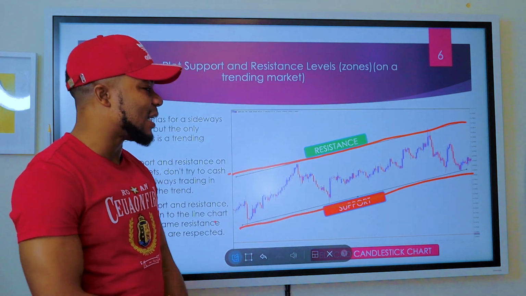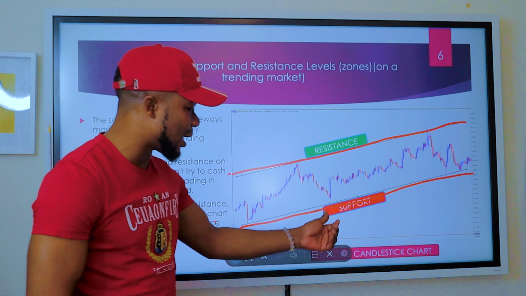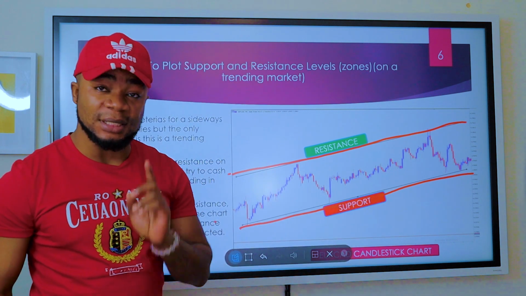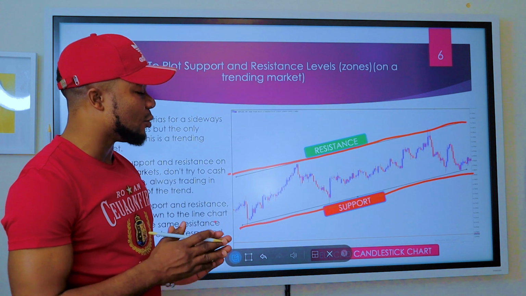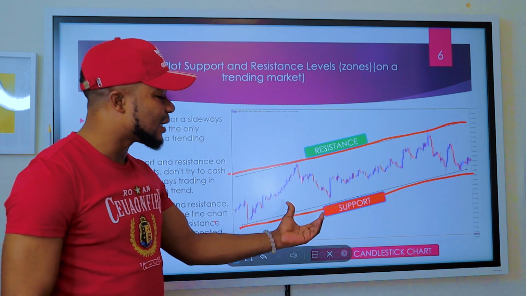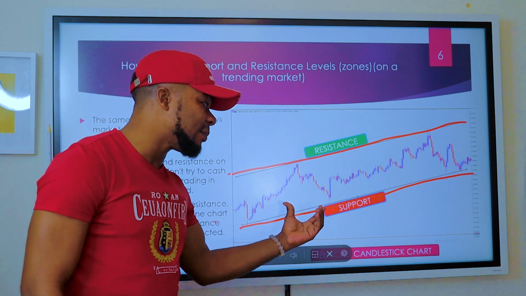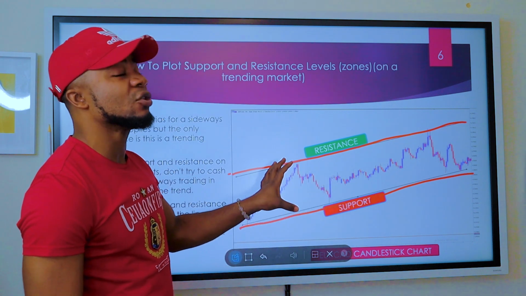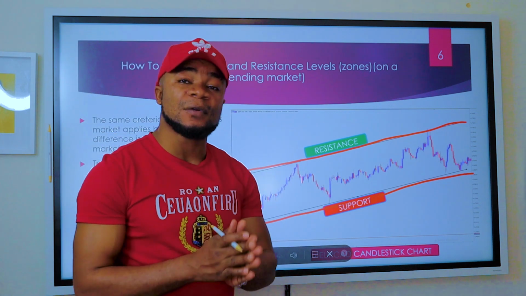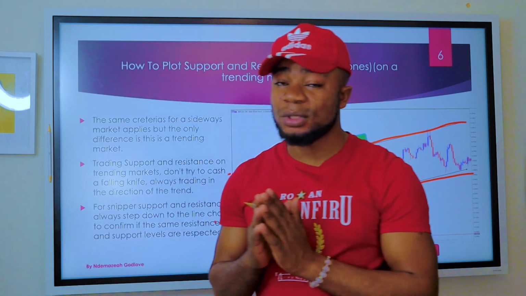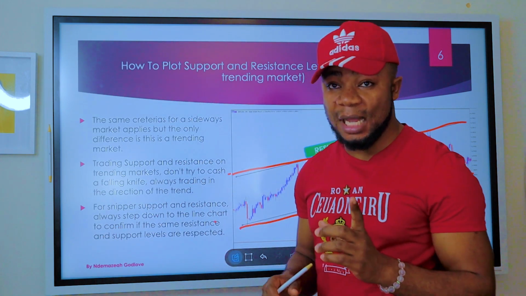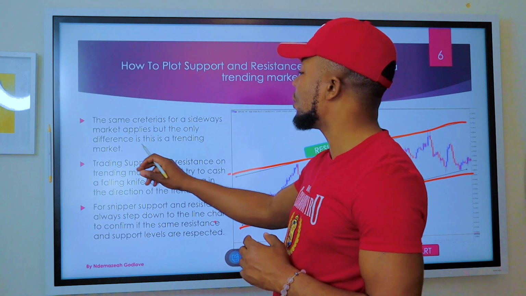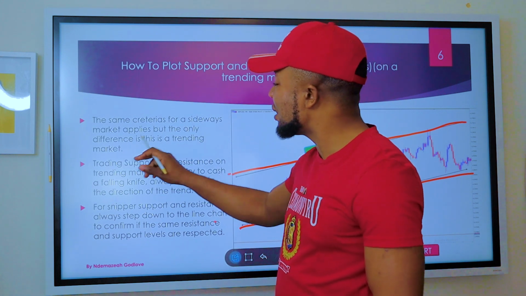And there are criteria you use in trading support and resistance on the trending market. You need to be very careful. Anytime you see support and resistance on a trending market, the criteria and strategies that you use to trade it are totally different from the criteria that you use to trade support and resistance on a sideways market.